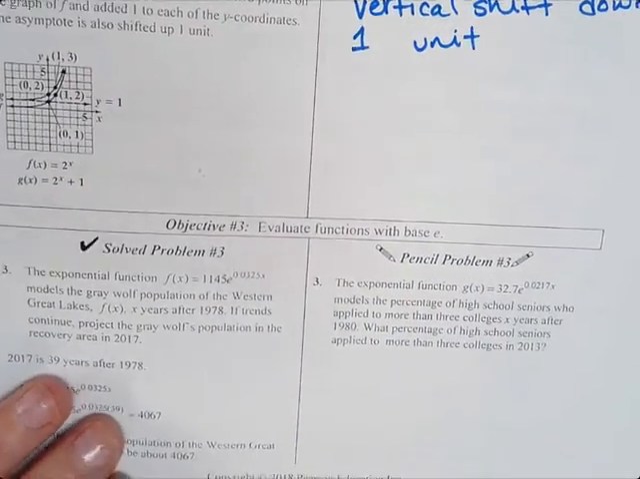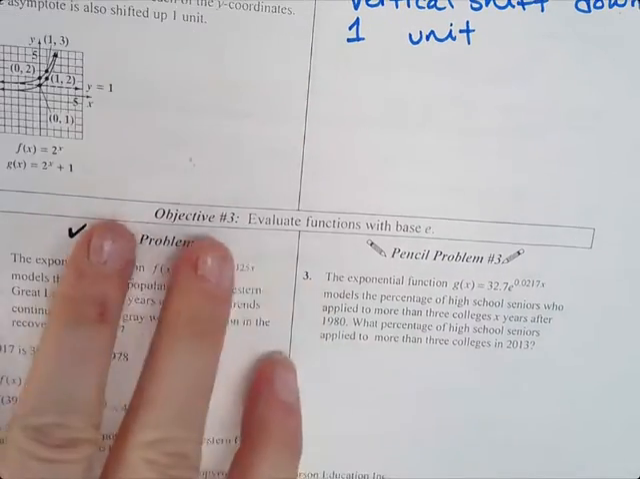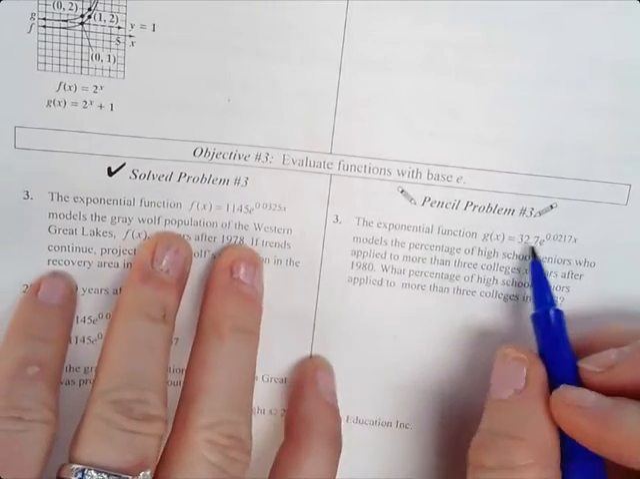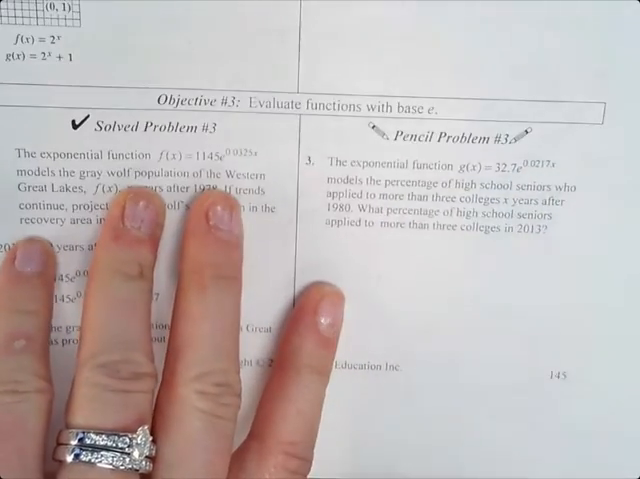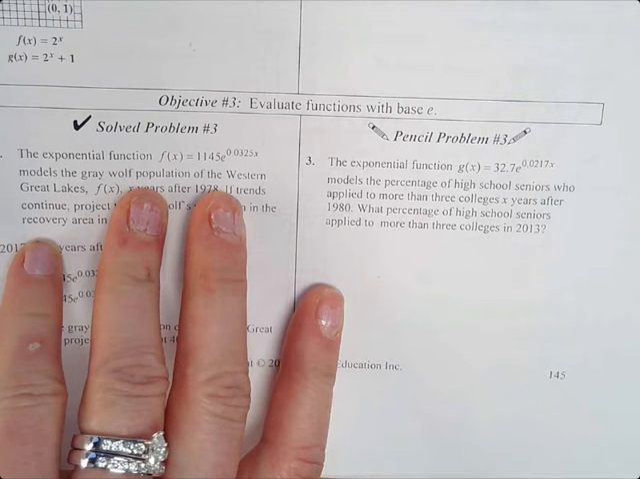Okay, objective 3, evaluate functions with base e. So the exponential function that's given models the percentage of high school seniors who applied to more than 3 colleges x years after 1980. What percent of high school seniors applied to more than 3 colleges in 2013?